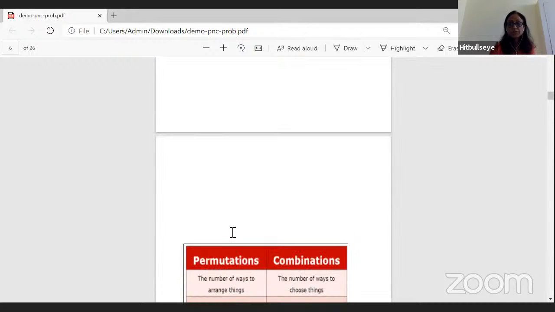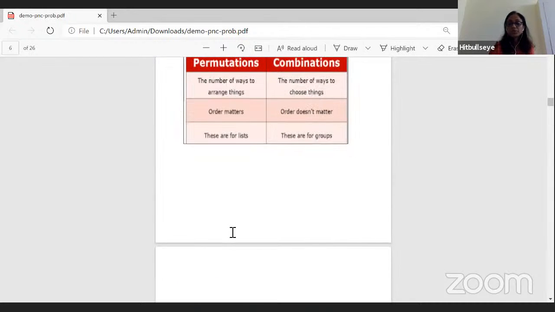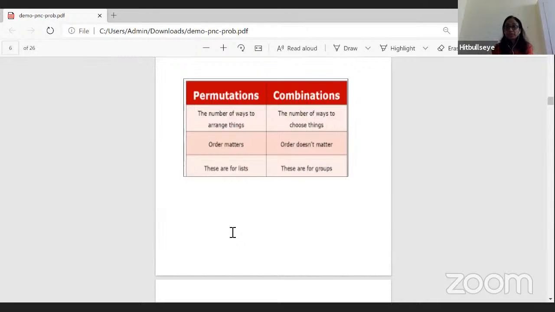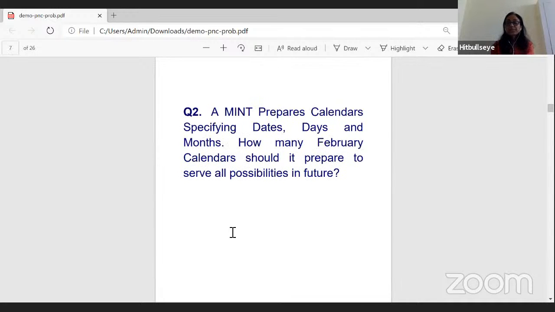So what you have learned till here is when you talk about permutations and combinations, right? The number of ways you are arranging the things comes under permutation, whereas combination only talks about selection, right? In permutation, order definitely matters. In combinations, it doesn't matter. In permutation, you're talking about list, you're talking about their arrangement, whereas in combination, you're just talking about scattered groups. All right, so let's see some more questions. Try this one now.